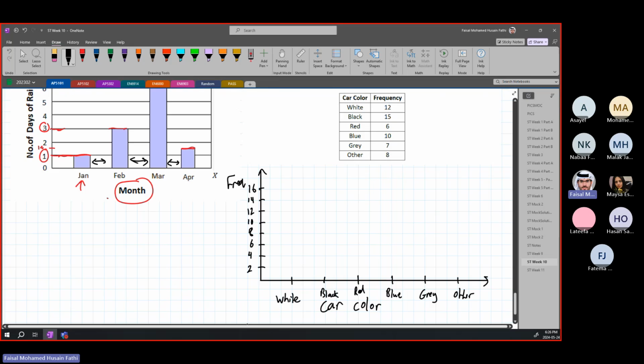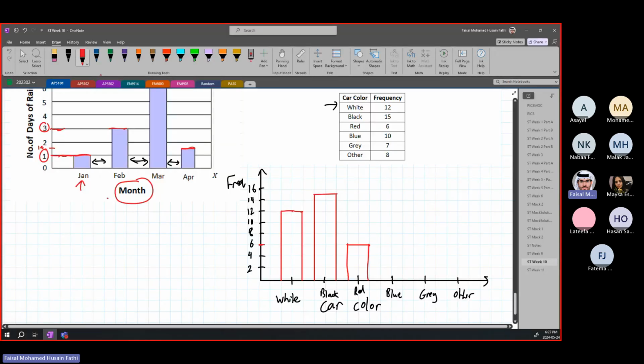And again, you're just going to draw a bar all the way up to the point that you have. For example, for white, the frequency is 12. So it's at this point, and you're going to draw a bar like this for white. For black, it's at 15, which is somewhere in the middle over here. So this is going to be for black. For red, it is 6. You're going to look at the number 6, which is here, so the bar goes up to the 6 point. And this is your red.